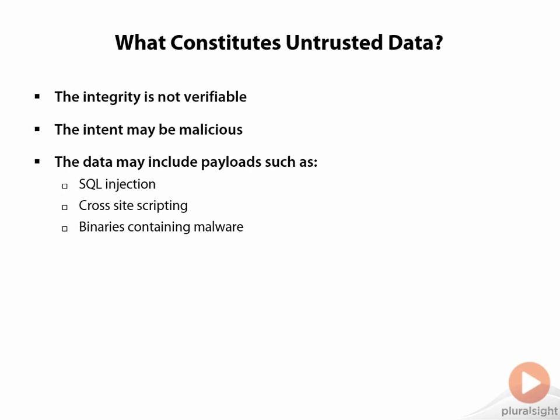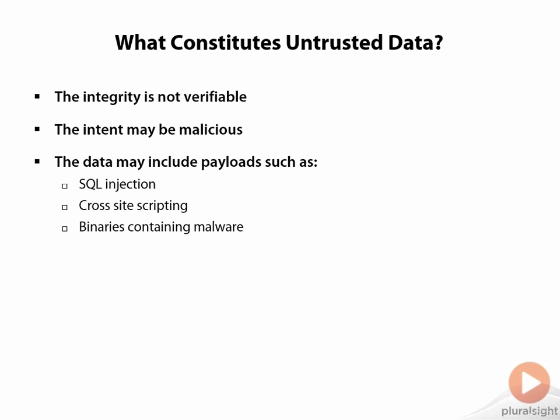Now, untrusted data comes about when, first of all, we can't verify the integrity of it. So we don't know if data sent by the user may have been manipulated. Consequently, the intent of that untrusted data could be malicious. A user could send a request to the server that has malicious payloads such as SQL injection. I mentioned cross-site scripting. This is a perfect example of untrusted data being used to exploit a system.